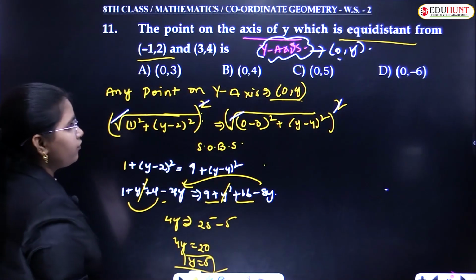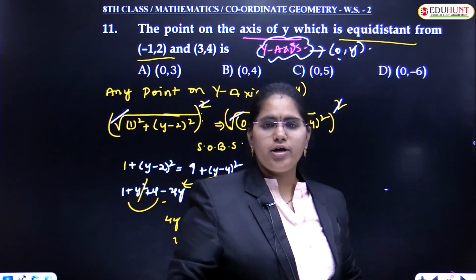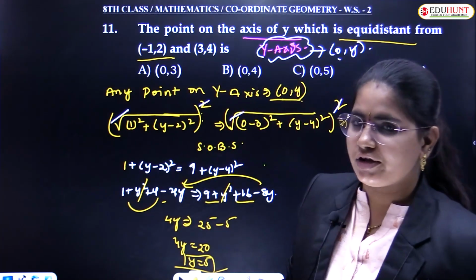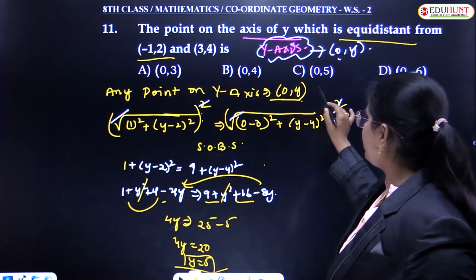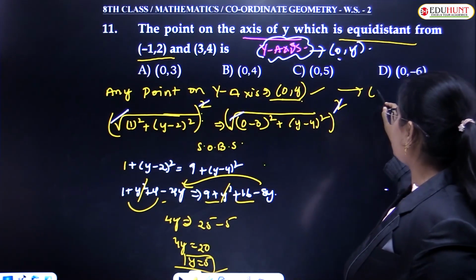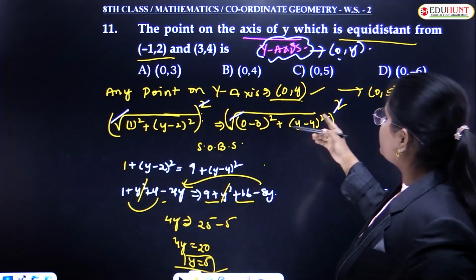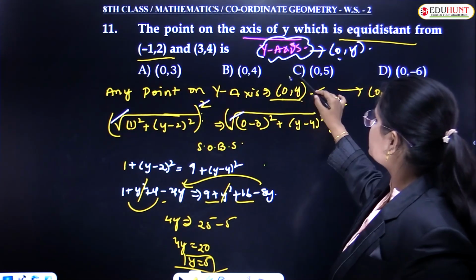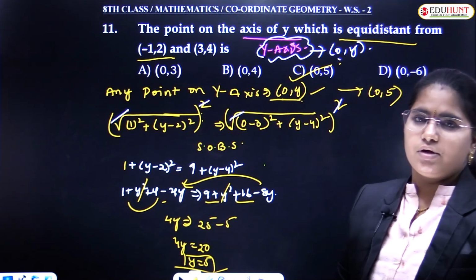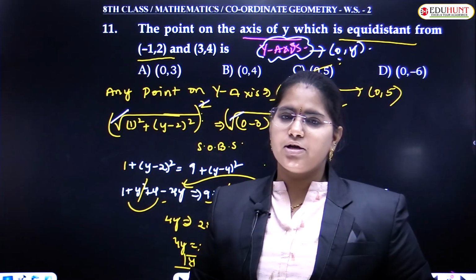So the y value becomes 5. Then what will be the point? I need to find the point. I imagined the point as (0, y), and in place of y, I got y is 5. So what is the point from the given options? It's option C. I hope I am clear with this question.